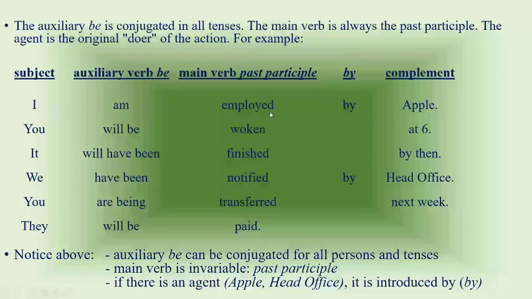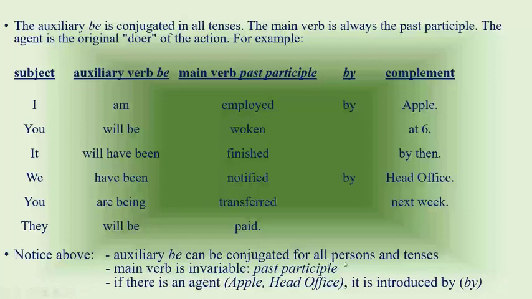For example, I am employed by Apple. Apple here is the famous computer company. You will be walking at 6 o'clock. It will have been finished by then. We have been notified by head office, and so on. Auxiliary verb, verb to be, and verbs in past participle. So we should know the conjugation of verbs, particularly the irregular verbs.